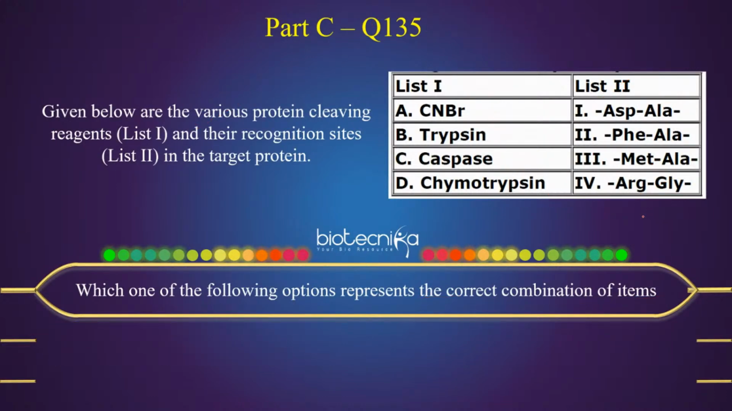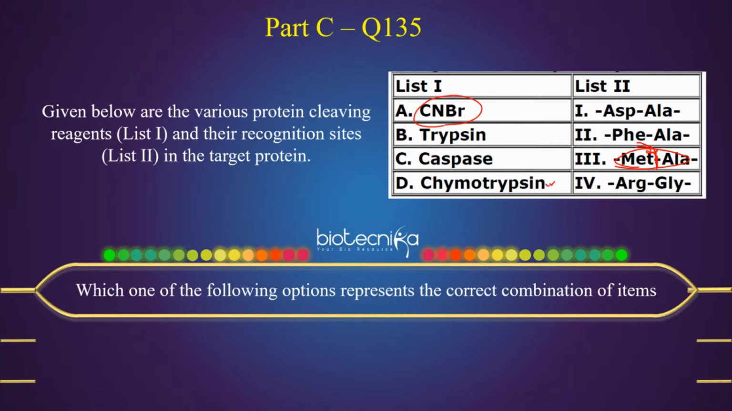So we know that cyanogen bromide will be cleaving beside the methionine, right? So this will be the first choice. At the C terminal of methionine, cyanogen bromide will cleave. Trypsin, we know that trypsin and chymotrypsin, they are proteolytic enzymes.